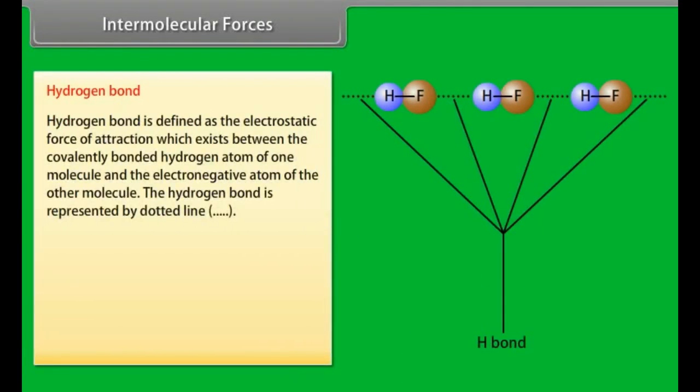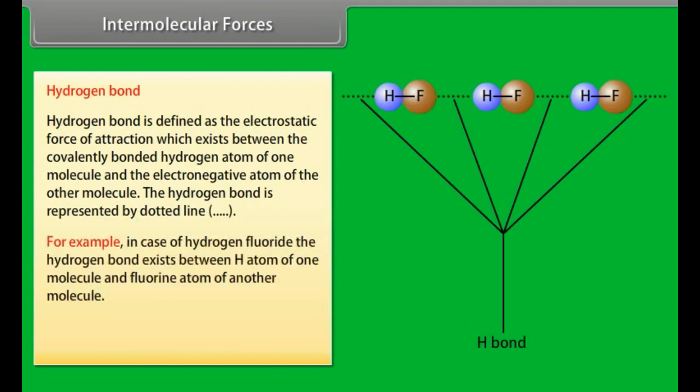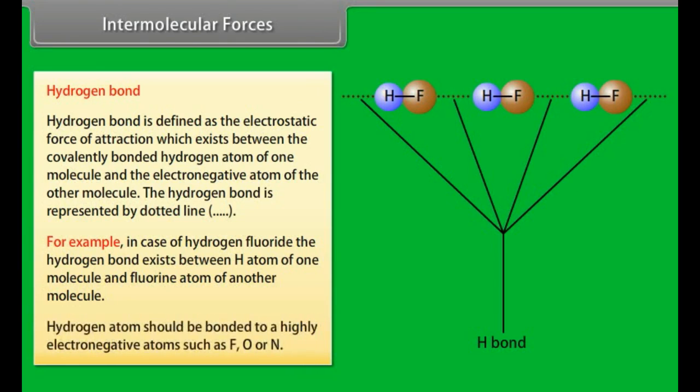Hydrogen bond. Hydrogen bond is defined as the electrostatic force of attraction which exists between the covalently bonded hydrogen atom of one molecule and the electronegative atom of the other molecule. The hydrogen bond is represented by a dotted line. For example, in the case of hydrogen fluoride, the hydrogen bond exists between the H atom of one molecule and the fluorine atom of another molecule. The hydrogen atom should be bonded to highly electronegative atoms such as fluorine, oxygen or nitrogen. The larger the electronegativity of the other atom, the greater is the strength of the hydrogen bond.